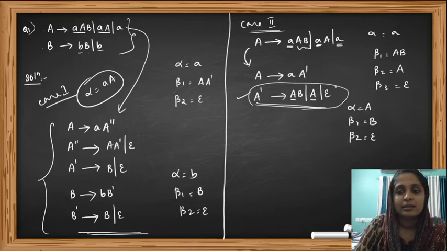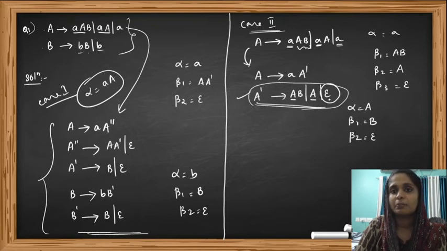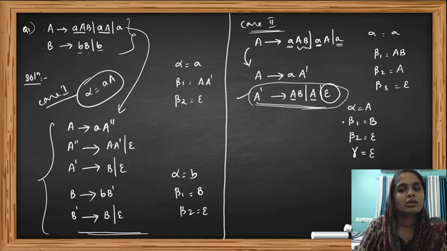And here there is another term, a third term, which doesn't contain alpha as the prefix. So this third term will be our gamma. That's why we are putting gamma is equal to epsilon. If there is no epsilon here in this A dash production, we won't consider gamma as epsilon. But here the third term itself is epsilon. That's why we consider gamma as epsilon.